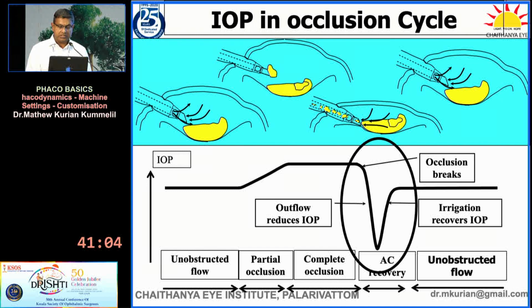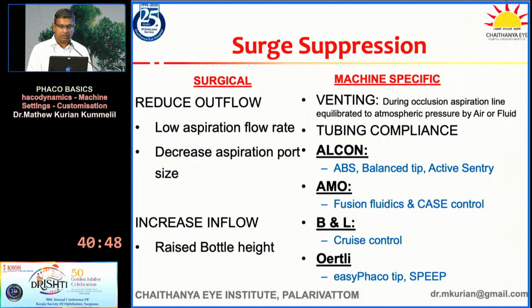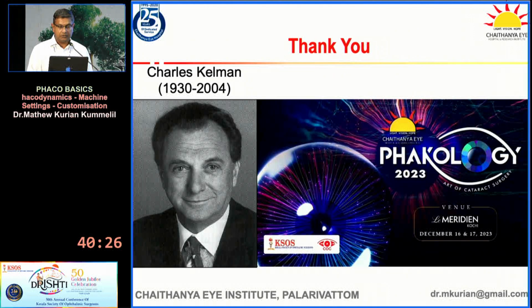Surge is one of the most important concepts. The IOP rises when the fragment is occluding the flow, and then when there is a sudden release, you have a drop and chamber collapse can happen, and this is when complications occur. The modifications that we can do are surgically to reduce outflow and increase inflow, but machine specific, the balance tip from Alcon, the bypass system, AMO fusion fluidics, cruise control, the easy tip and speed technologies are all variations to make it better and safer for the surgeon.